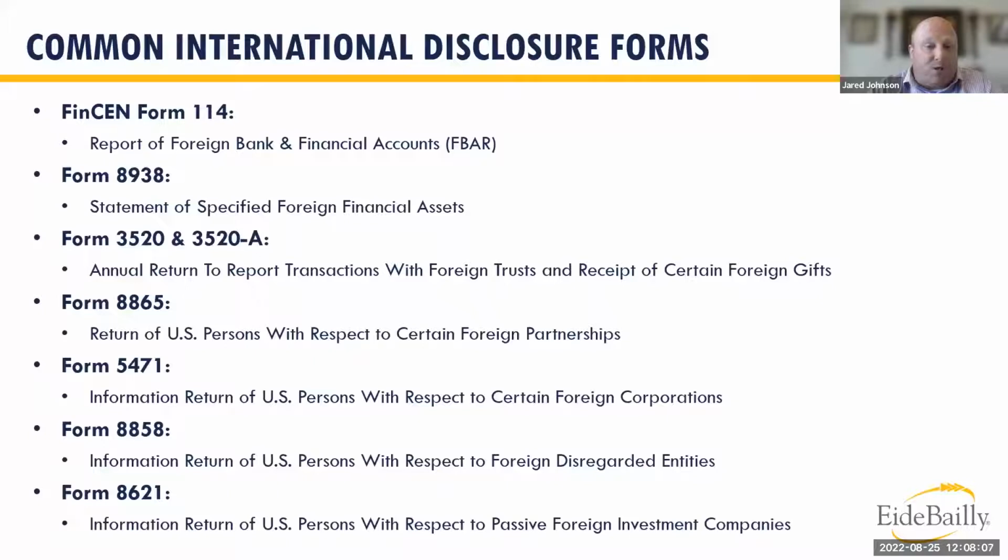You have 5471. This is another very common form now that the world is becoming smaller. We have more and more people doing business and establishing companies overseas. And so the IRS, this used to be purely an informational form. And then when TCJA came, when President Trump passed the TCJA Act or enacted that law, this whole dynamic of 5471 changed.